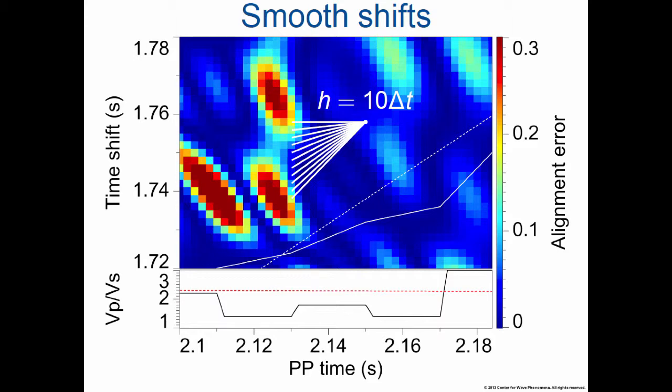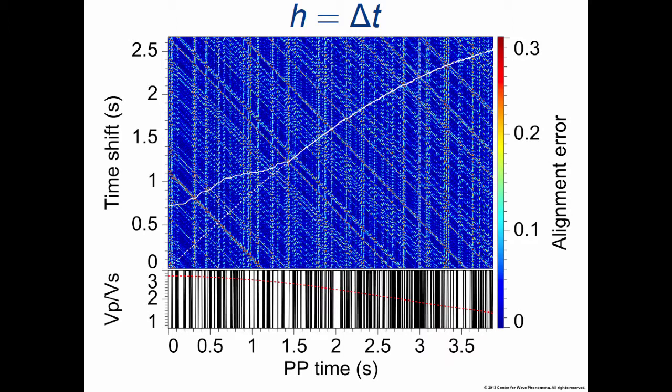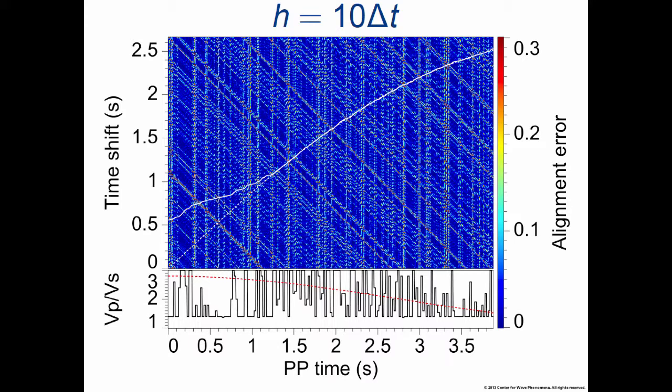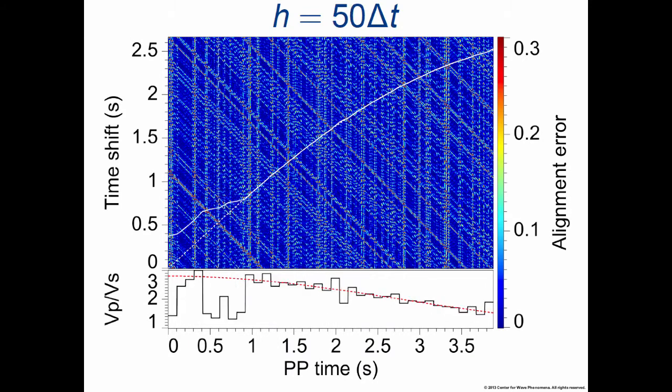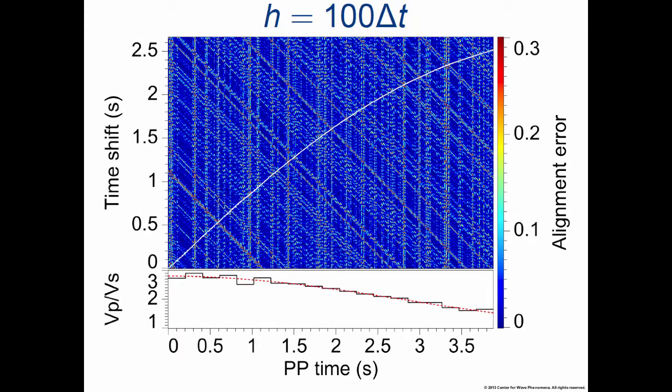So now we can see what happens when we increase this parameter h even more. So here were the rough shifts where h is equal to delta t, now 10 delta t, 25 delta t, 50 delta t, 100, 200, and 400. Now in this last example, we're actually only estimating time shifts at 5 locations and linearly interpolating in between. So here we've gone too far, and we no longer have enough points to accurately reconstruct the known shift curve.